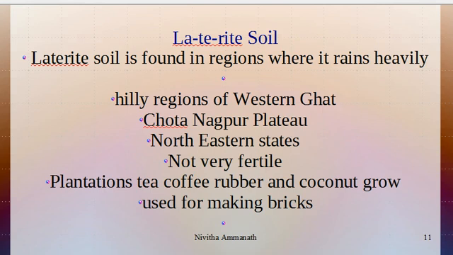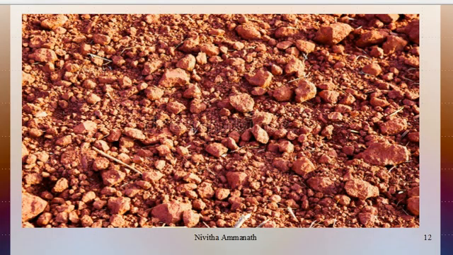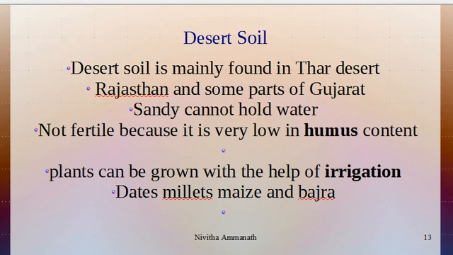Hilly regions of the Western Ghats, Chota Nagpur Plateau and northeastern states are home to laterite soil. Laterite soil is not very fertile, but plantations like tea, coffee, rubber and coconut can be found in laterite soil. It is used for making bricks also. This is how the plowed field of laterite soil looks. Groundnuts, etc. are grown.